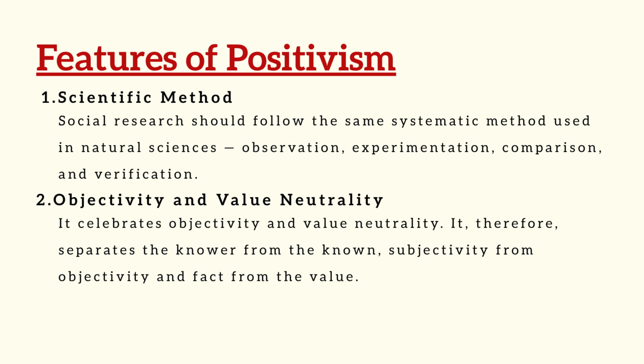The second major feature of positivism is its strong emphasis on objectivity and value neutrality. Objectivity means being neutral, unbiased, and detached while conducting research. A positivist researcher should observe society as an outsider, not as a participant influenced by emotions or personal opinions. This ensures that the findings are scientific and reliable, not colored by personal beliefs or social values.